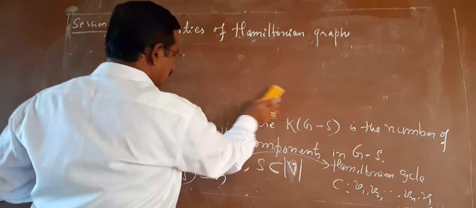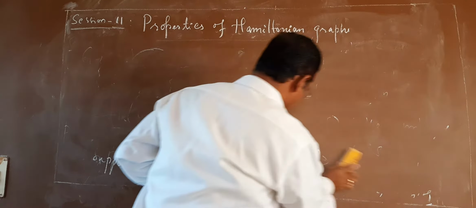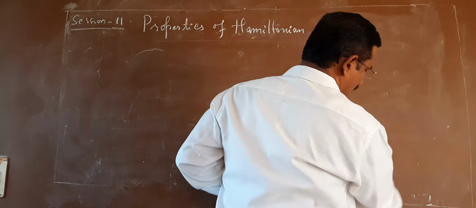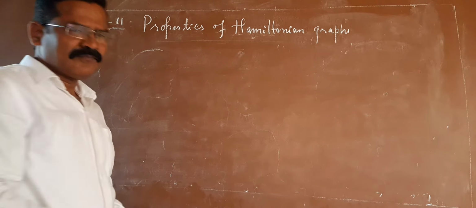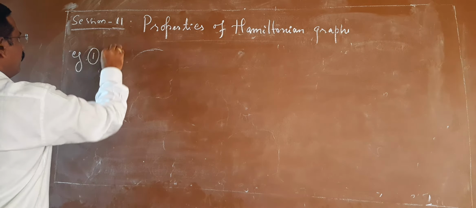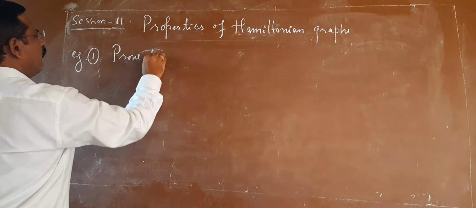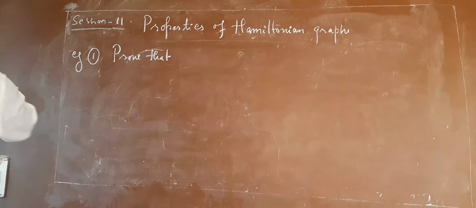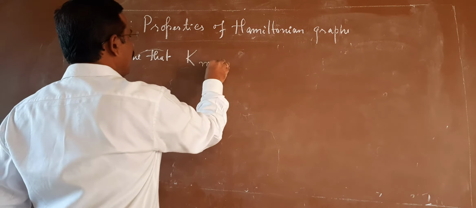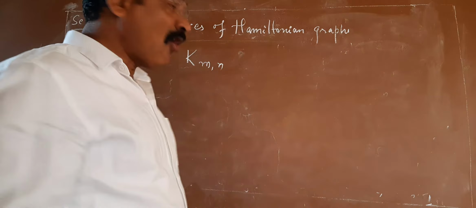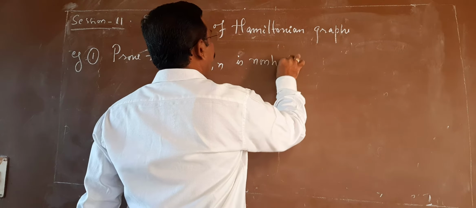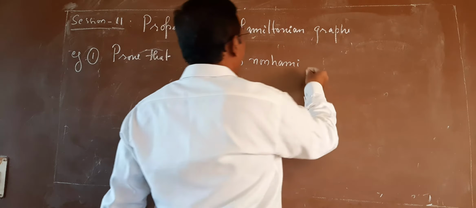So we consider one simple example here. That example is, you know, already the complete bipartite graph K_{m,n} example. Prove that the complete bipartite graph K_{m,n} is non-Hamiltonian. It is not Hamiltonian, it is non-Hamiltonian.